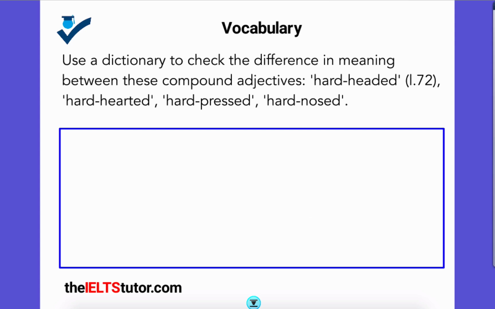Now, if you have an online dictionary open, that's good. If you have a printed or published dictionary, that's even better. Can you check the difference in meaning between these compound adjectives? So we can find hard-headed, an example there of hard-headed, line 72. Why is this called a compound adjective? Because we've got a combination of hard and headed, okay, both of which are adjectives. So let's see how this is used in context in line 72, hard-headed.